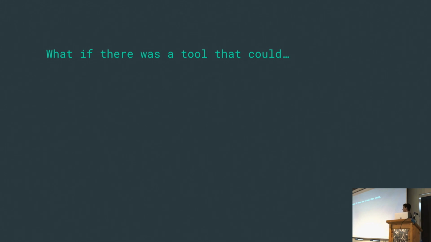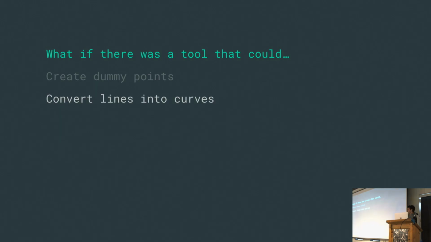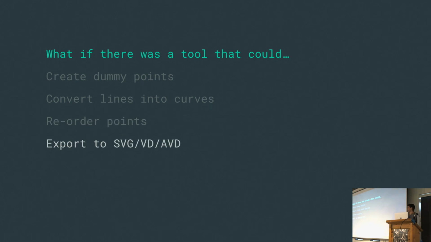we started thinking, what if there was a tool that could allow you to do all these things? It could allow you to create dummy points. It could automatically convert lines into curves without you even worrying about it. It could allow you to reorder the points, whether it is shuffling them or shifting them or reversing them or whatever. And then finally, just export them all to SVG, vector drawable, or animated vector drawable.